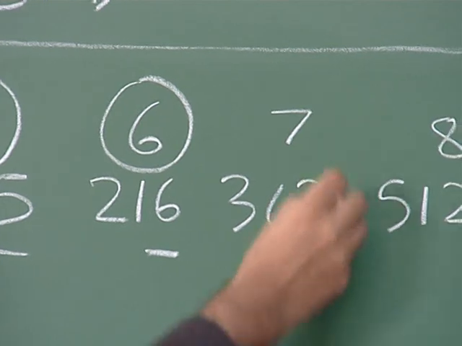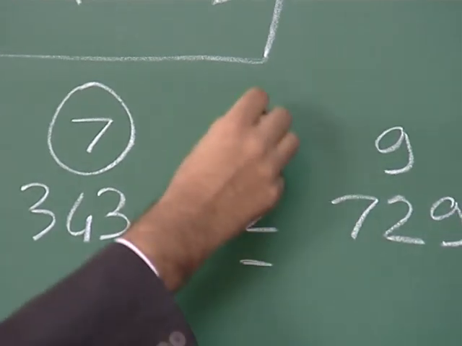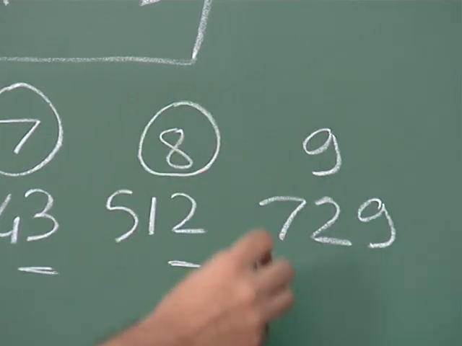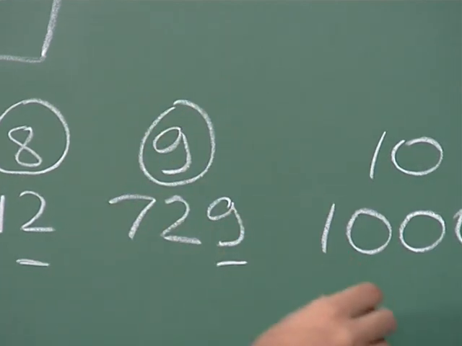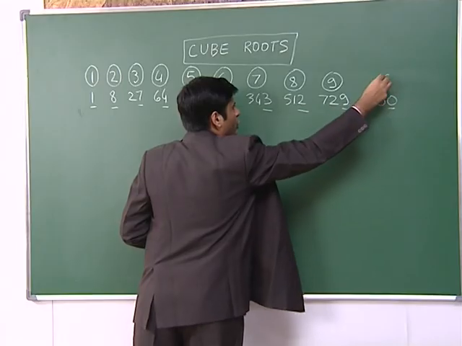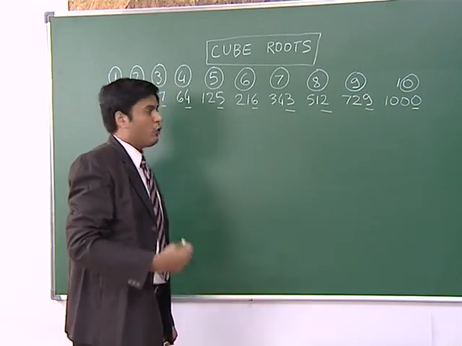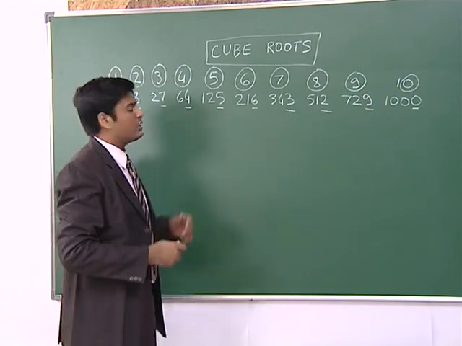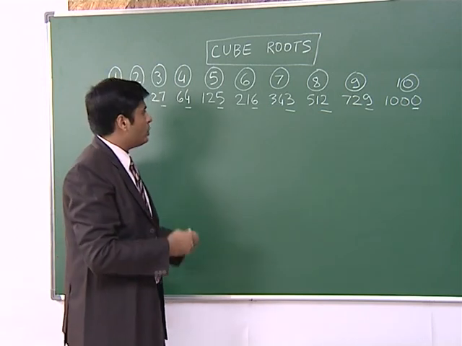Cube ends in 6, root ends in 6. Cube ends in 3, root ends in 7. Cube ends in 2, root ends in 8. Cube ends in 9, root ends in 9. And if the cube ends in 0, the cube root also ends in 0. So friends, from the last digit of the cube, we can find the last digit of the cube root.